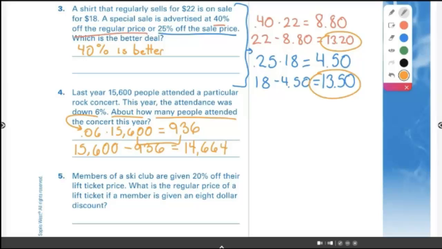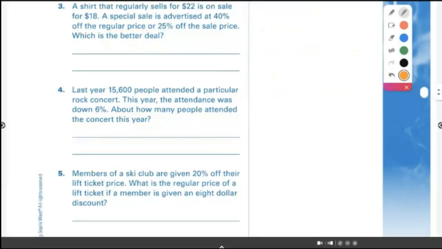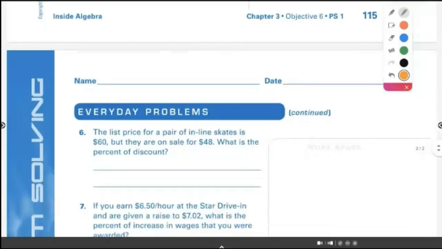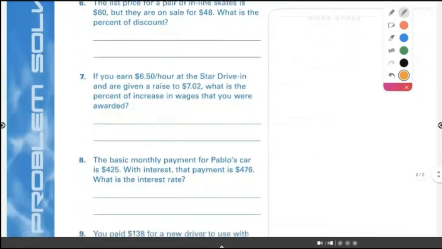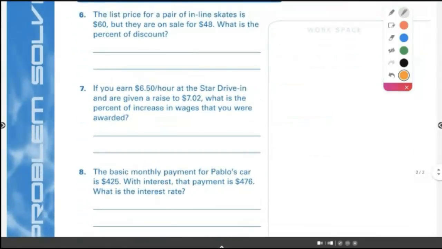You guys good? Yes? All right, we are skipping number 5. I don't like that problem. All right, so to turn the page, we're going to go to number 6. Nope, if you weren't on your phone, you would have heard me say we're skipping number 5.